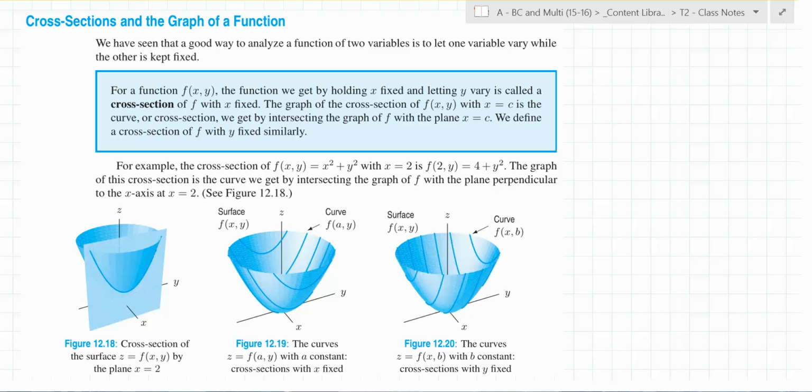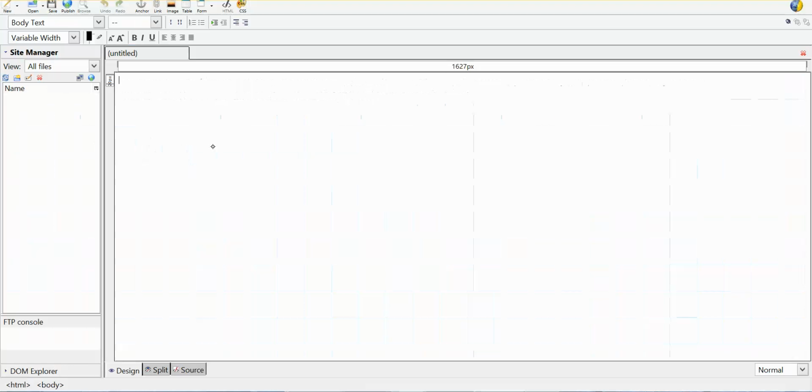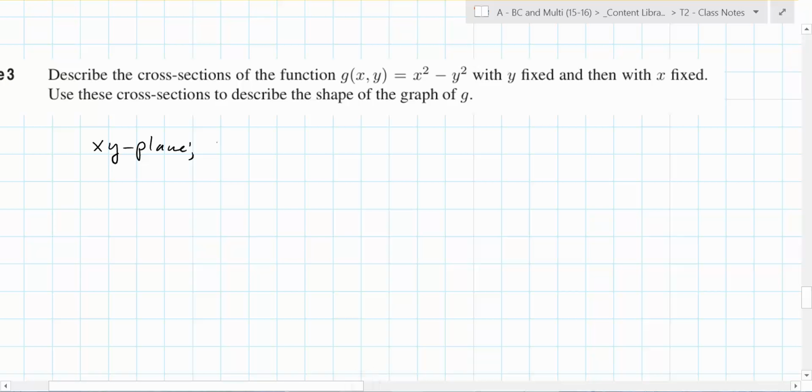Do you understand what I mean by cross section? It's when what is 0? It's when z is 0. Are you doing xz or xy? I'm sorry, I meant to say xy. Let's do the xy plane. The xy plane is when z is 0. Everybody with me so far? If that's true, what do we have here? x squared minus y squared is equal to 0. So that means x squared is equal to y squared.